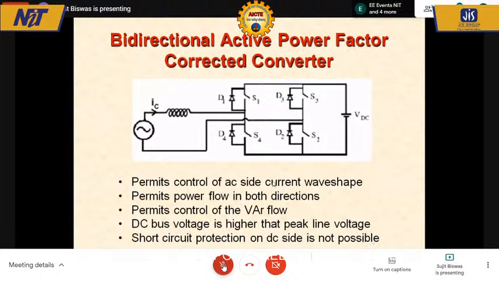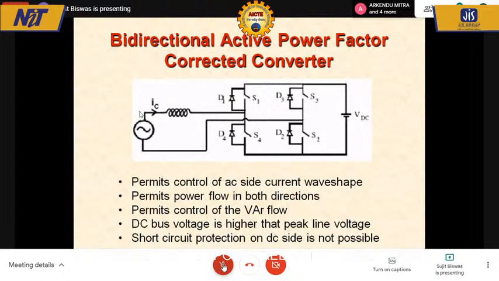We can flip that topology and convert it to the bidirectional active power factor corrected converter. All that we have done is remove the inductor from the DC bus to the AC side, and we have added 4 active switches across the diode rectifiers. Now we can do the same thing here.